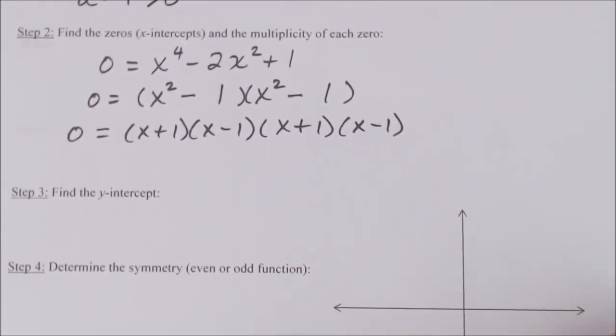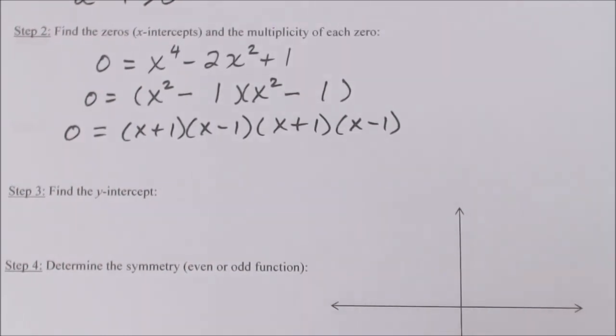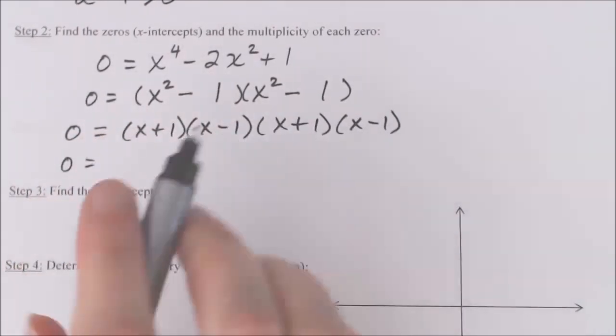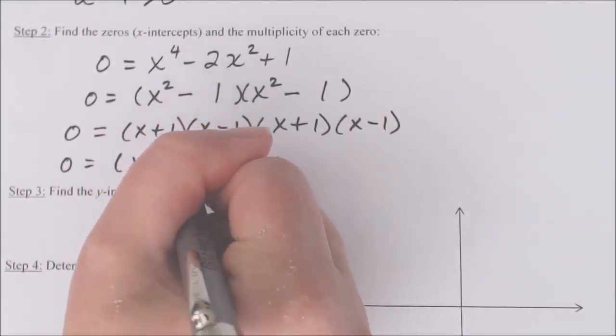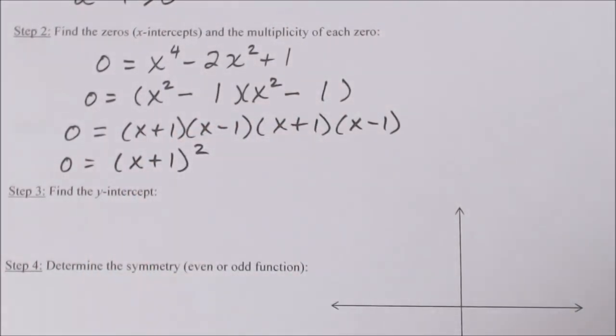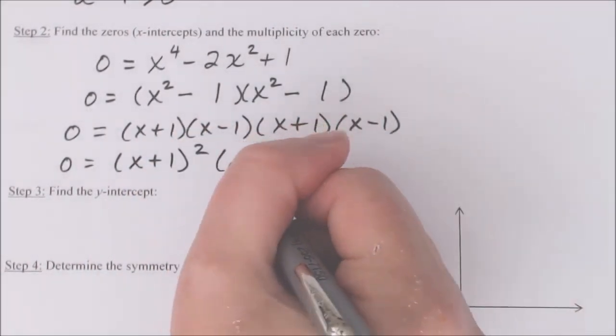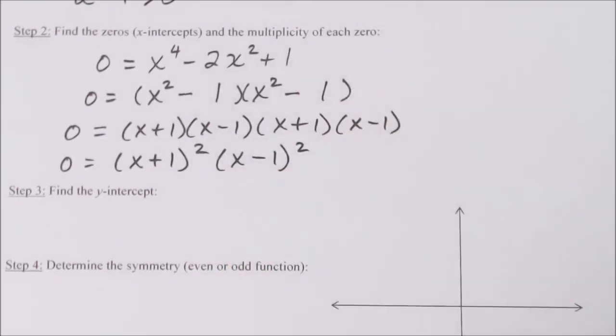Now to help us out with the multiplicity, I would put these together according to common factors. So in other words, I've got x plus 1 times x plus 1. I've got 2 x plus 1 factors, so I'm going to write that as x plus 1 squared. And then I've got 2 x minus 1 factors, so I'm going to write that as x minus 1 squared.